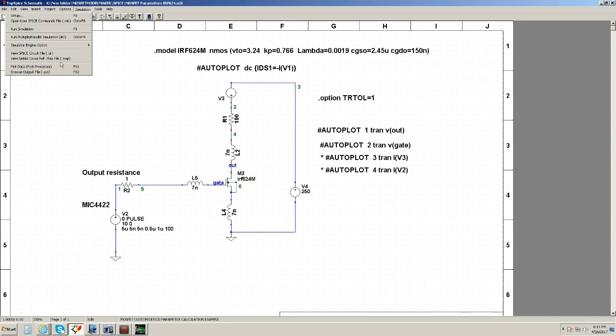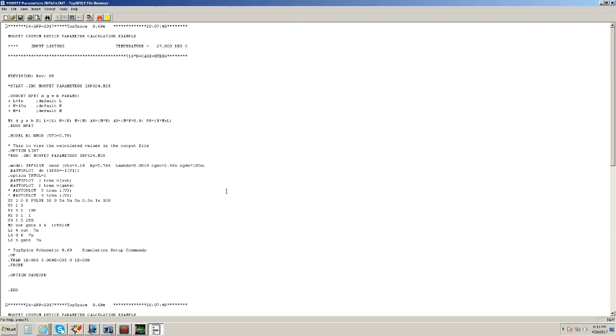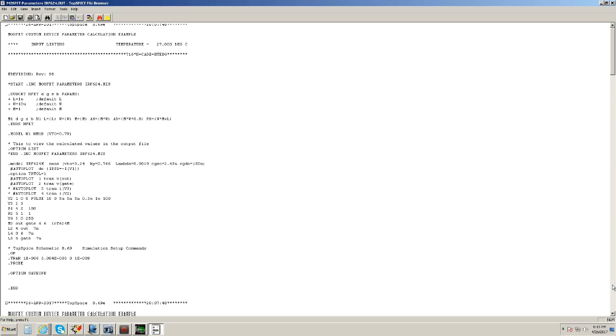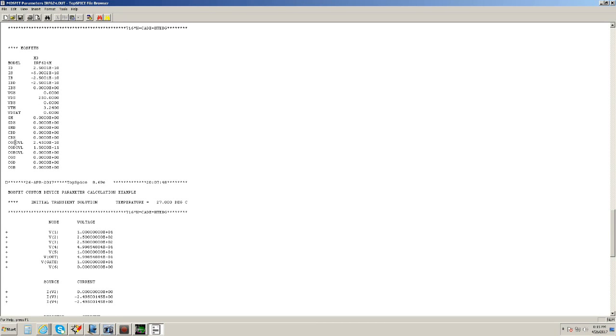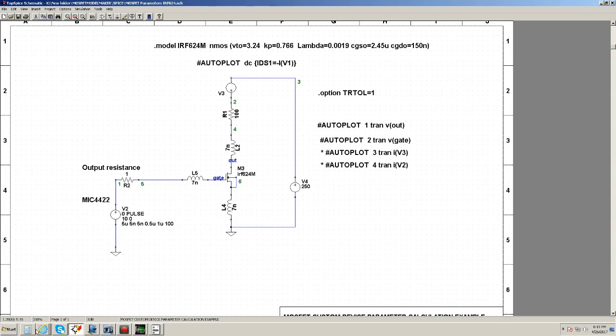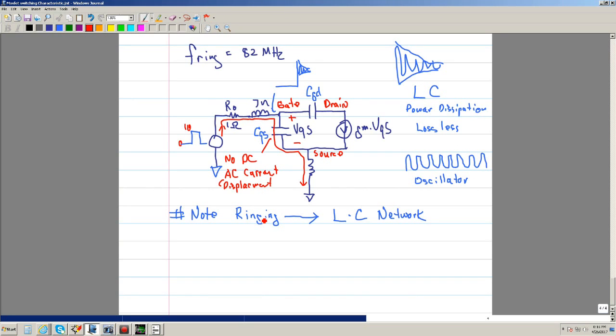And from our previous simulation, we can always look at the output file and see what the value of that CGS is. Right here, if we look for CGS OVL, it says 245 to the 10th power. It's actually 245 pico. So let's go ahead and write that down. We're going to say the CGS is equal to 245 picofarads.